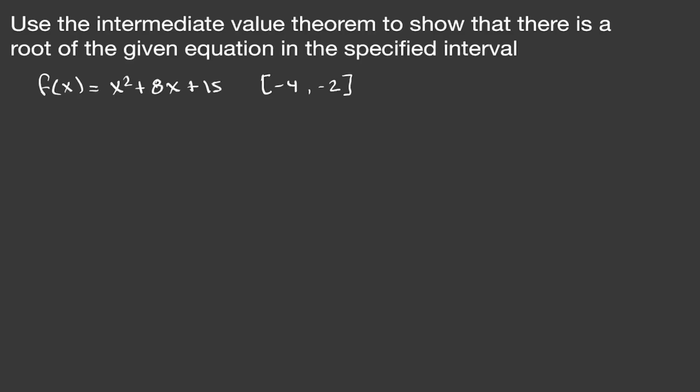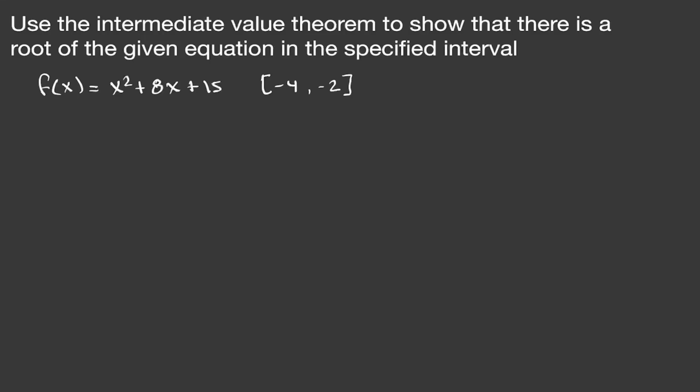So for this problem, we're asked to use the intermediate value theorem to show that there is a root of the given equation in the specified interval. The function we're given is f of x equals x squared plus 8x plus 15, and the specific interval we're looking at is -4 to -2.